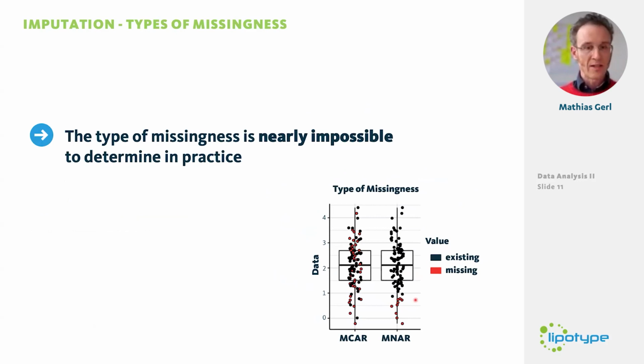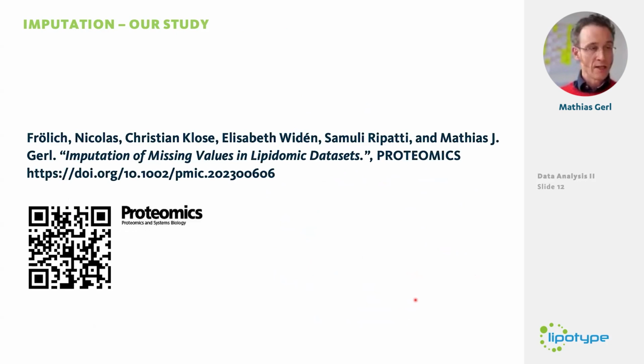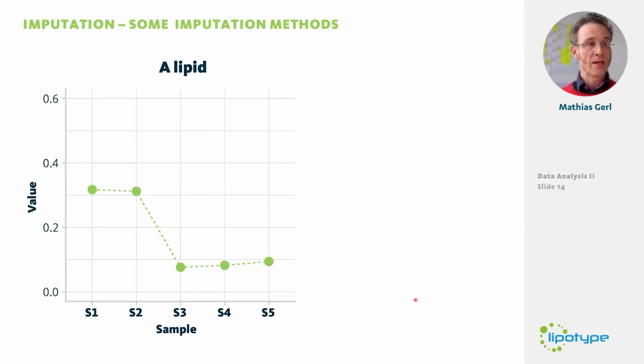So in the first part, I'm going to tell you a little bit about our experience with different methods of imputation. We just got this published in Proteomics, so if you want the full-fledged paper version of what I'm going to tell you, you can have a look there. But first, what kind of methods do we have? Let's say we have a lipid with certain values distributed across multiple samples, and one value is missing. So what can we do?